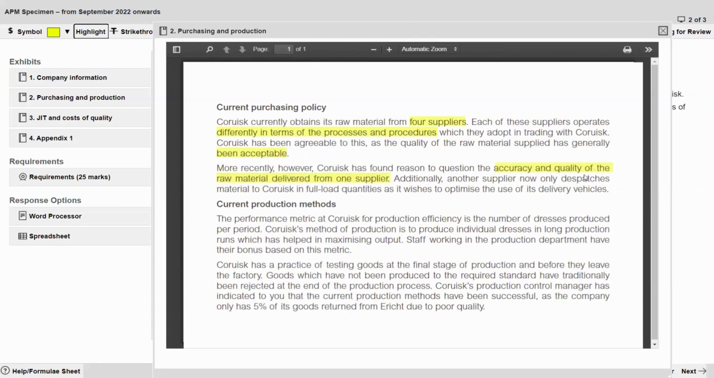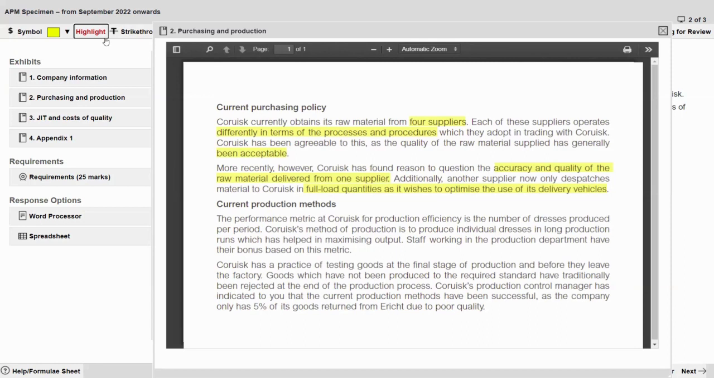Additionally, another supplier now only dispatches material to Coriolis in full load quantities as it wishes to optimize the use of its delivery vehicle. So now amongst the 4 suppliers, you have been finding problems with one supplier. One supplier is actually dictating the quantity of goods that he or she is going to deliver. Now let's move a bit forward.